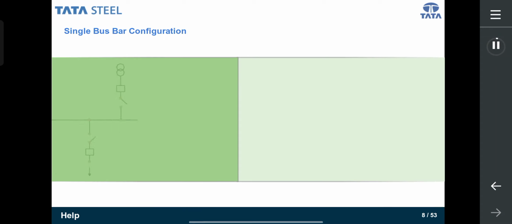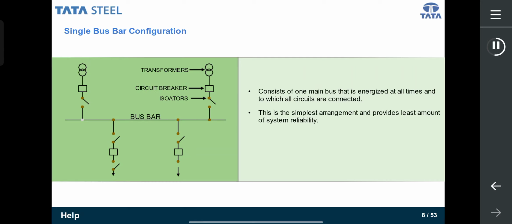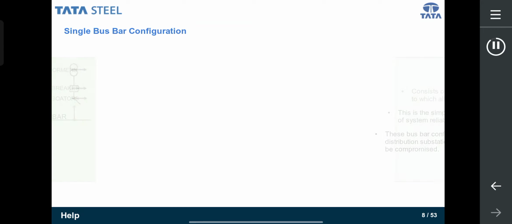First type of bus bar configuration is single bus bar configuration. A single bus bar configuration consists of one main bus that is energized at all times and to which all circuits are connected. This is the simplest arrangement and provides least amount of system reliability. These bus configurations are used in small distribution substations where reliability of service may be compromised.